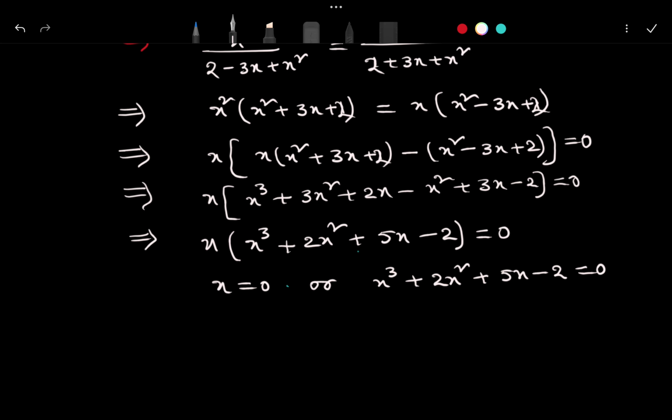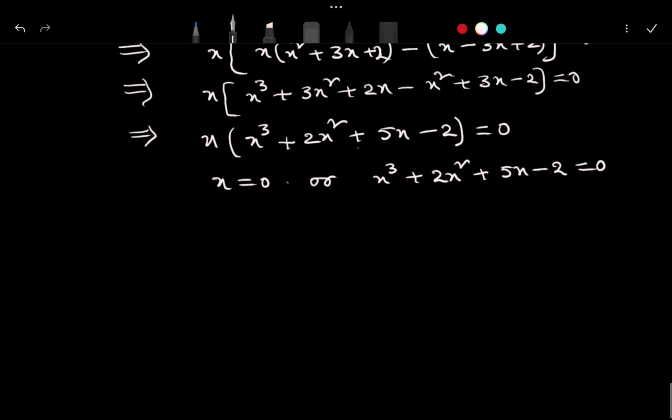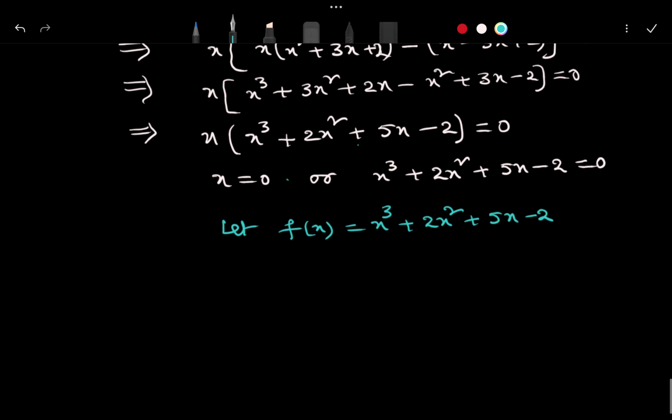So all of you see this one. Here is a very important thing, so everyone please understand this value. First of all you take this one as f of x. Let f of x be equal to x cube plus 2x square plus 5x minus 2. So you have to take this as f of x.